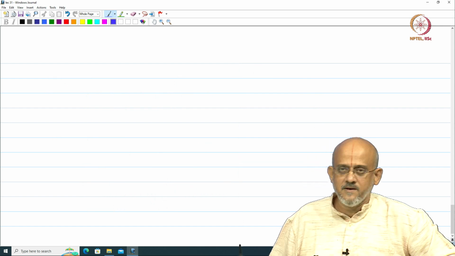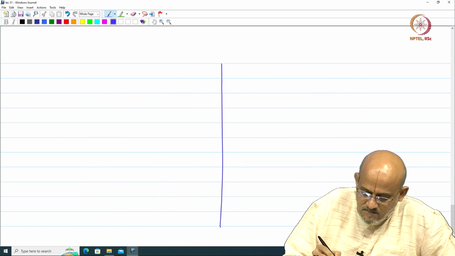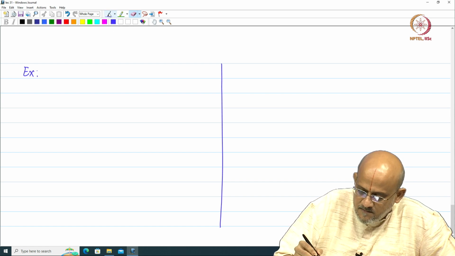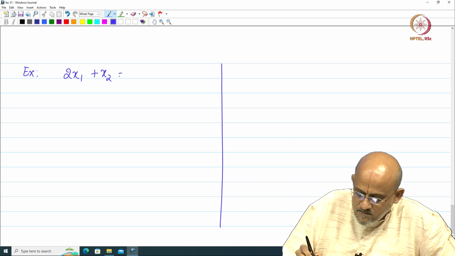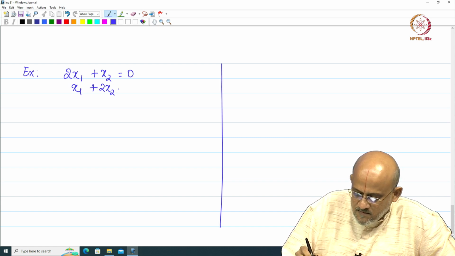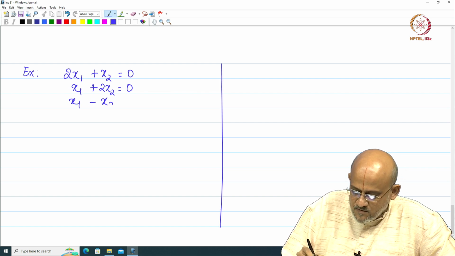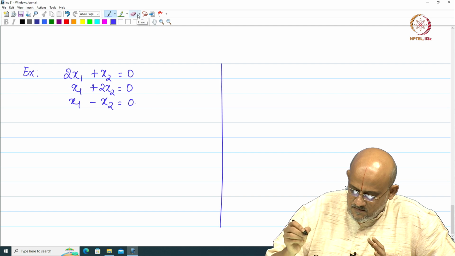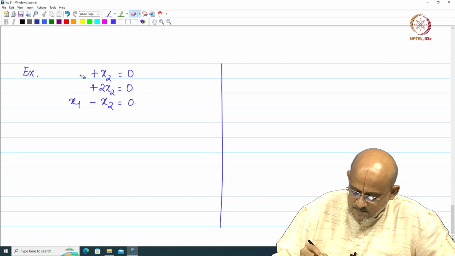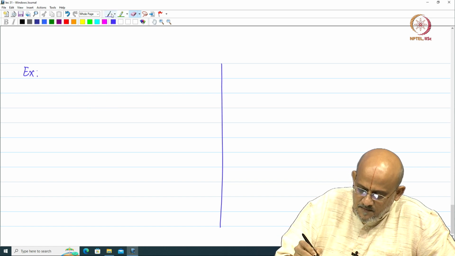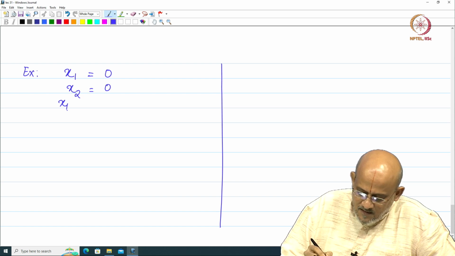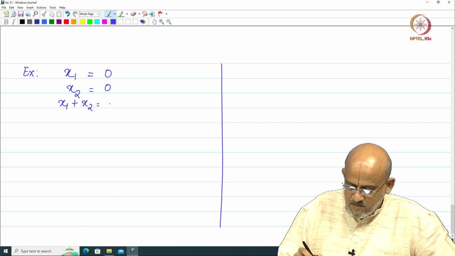Now I will take another example where I am going to look at this case. Let us have 2x1 plus x2 is equal to 0, x1 plus 2x2 is equal to 0, x1 minus x2 is equal to 0. Okay, let me make it a bit easier. Let me take x1 is equal to 0, x2 is equal to 0, and let me take x1 plus x2 is equal to 0.